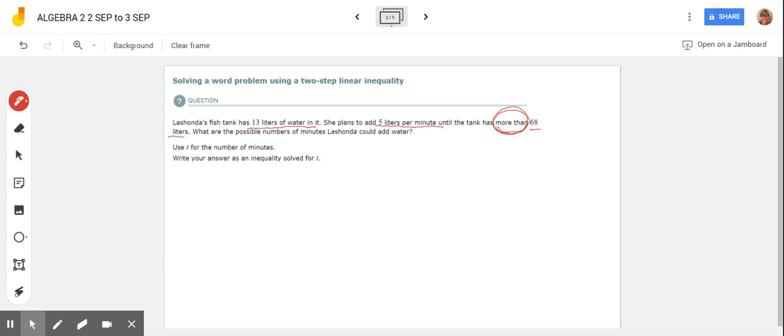What are the possible numbers of minutes LaShonda could add water? Use T for the number of minutes and write your answer as an inequality solved for T. What does that mean? Inequality solved for T. It means get T by itself.